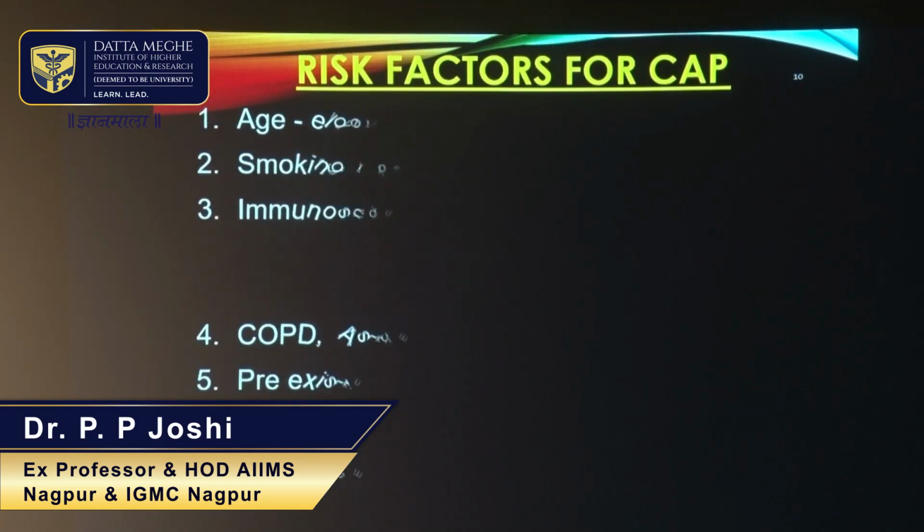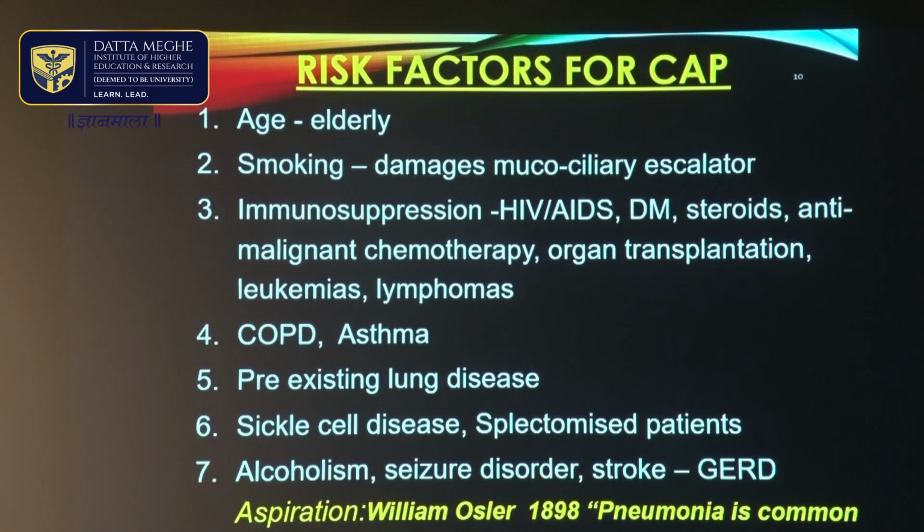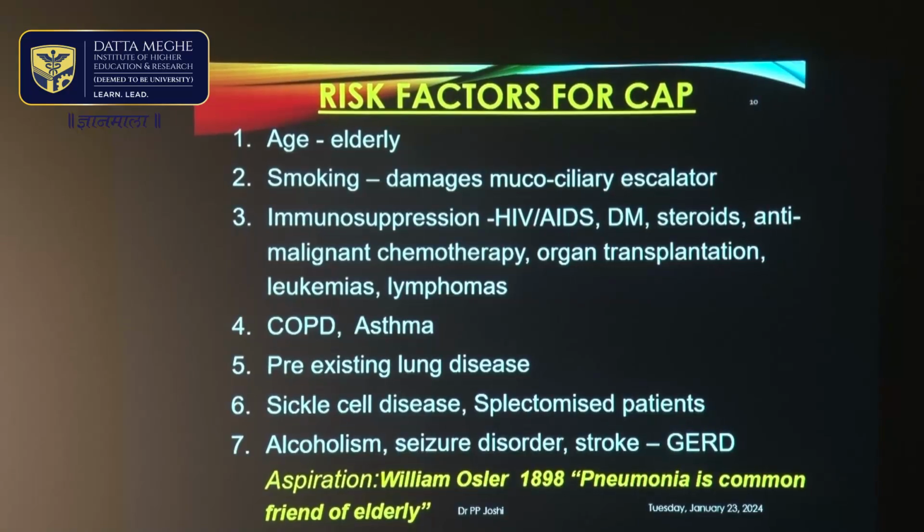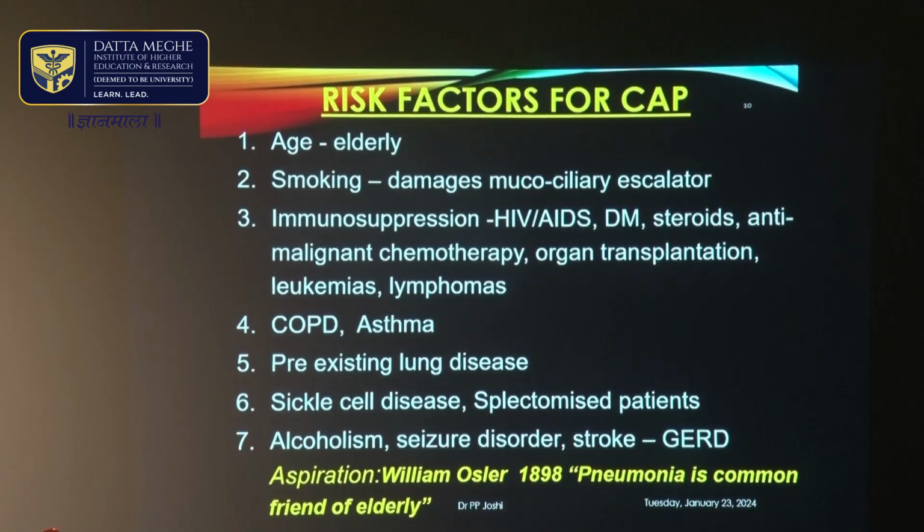Now, what are the risk factors for community acquired pneumonia? As I've said, elderly people are particularly more likely to develop pneumonia, which led William Osler, way back in 1898, to say that pneumonia is a common friend of the elderly because it revisits him repeatedly.